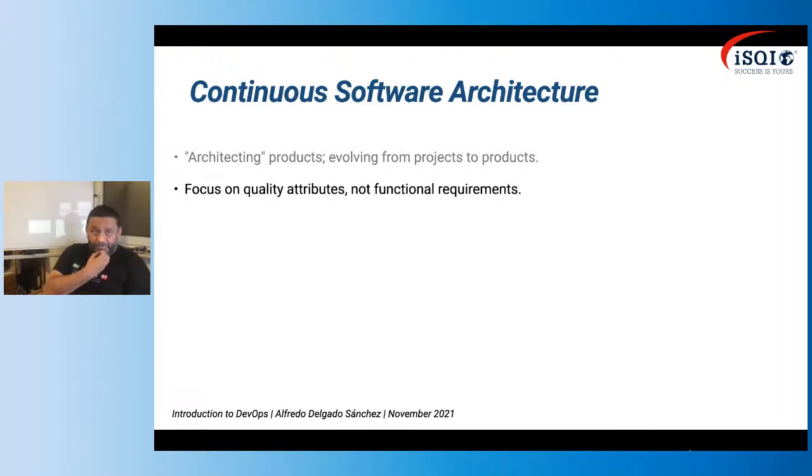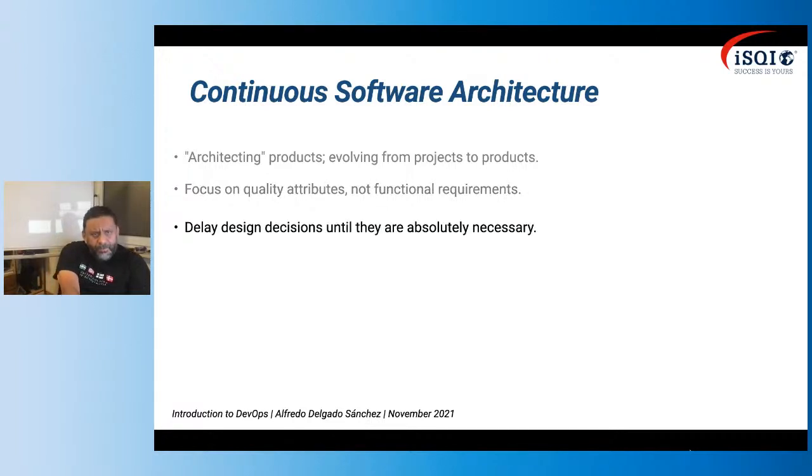Also very important for DevOps, in the software architecture part, we need to take more care about quality attributes. And we need to delay design decisions until they are absolutely necessary. Because if we take some decision earlier, then it can be that later this decision is really very hard to roll back.